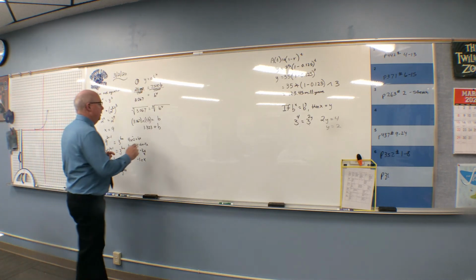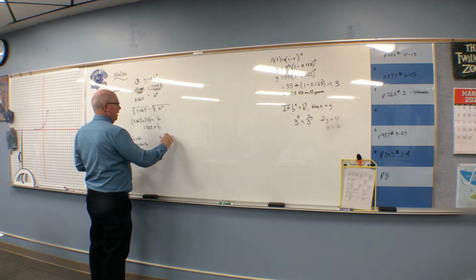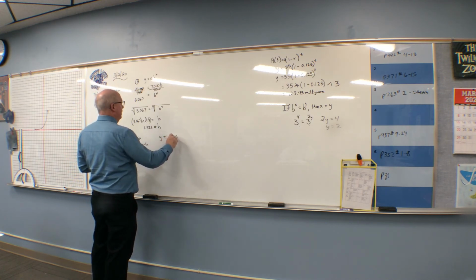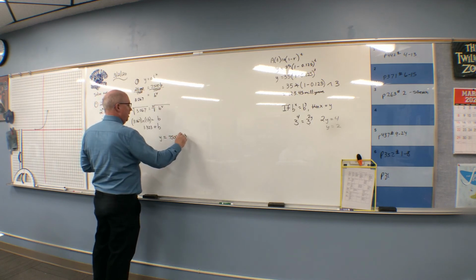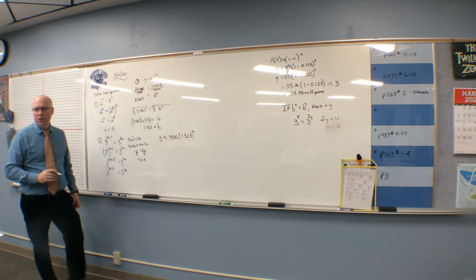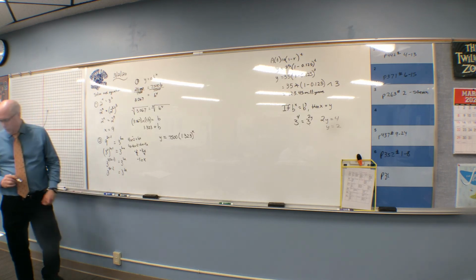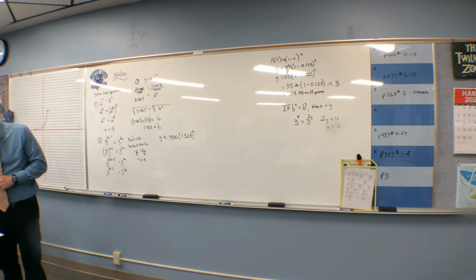So now our function becomes y equals a, which is 7,500, times b, which is 1.323, to the x. Now we have an x and y. This is your equation. It's an exponential function, isn't it? Does it look pretty? No. But not everything's pretty, right? So let's take a look at the next question.